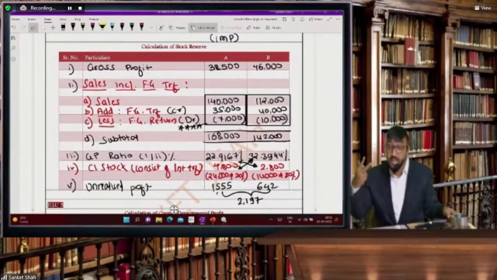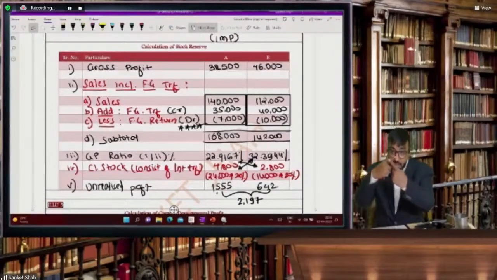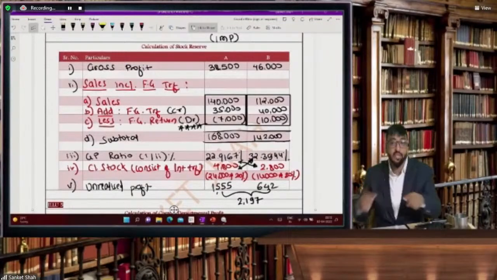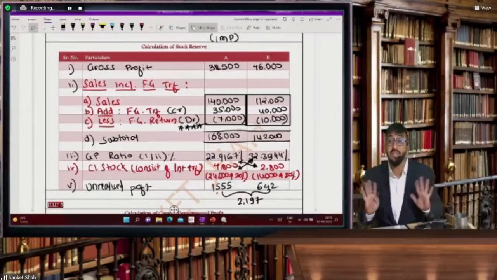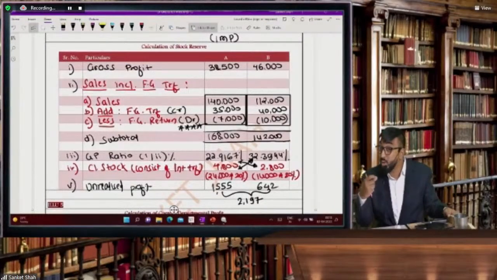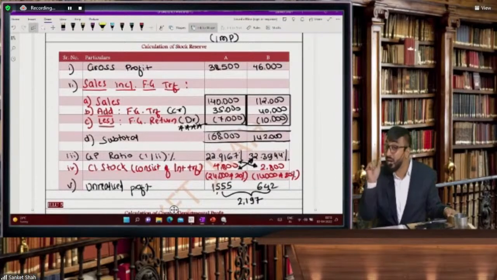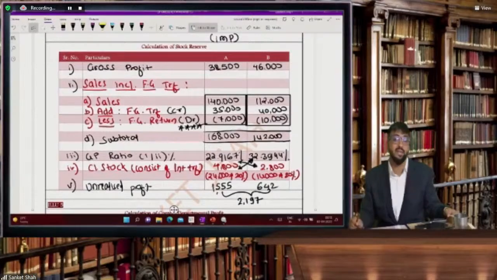So GP upon sales including internal transfer, you will get the GP ratio, and that GP ratio you will multiply by closing stock. Now closing stock also consists of some own expenses. Sir, own expenses we don't consider, we consider only what is from another department. So from another department only 20% is there. So that I will multiply by cross.